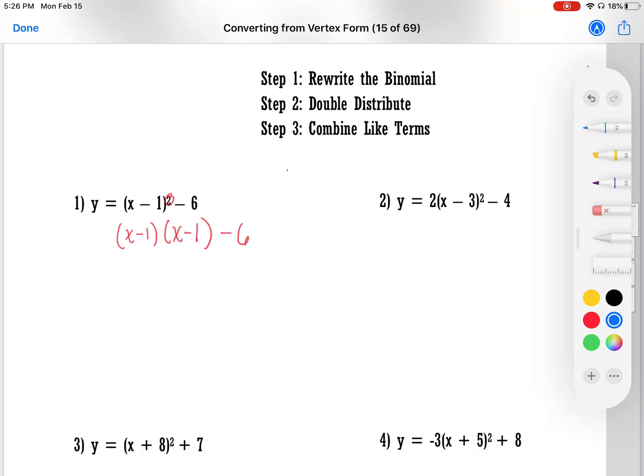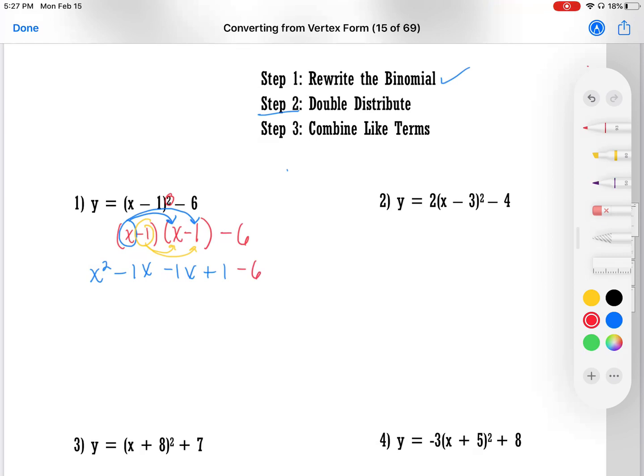So what we have to do next, step 2: we rewrote the binomial for step 1, so now step 2, double distribute. Double distribute means when we have 2 parentheses, we give this here. X times x is x squared. X times negative 1 is a negative 1x. And then we distribute this guy. Negative 1 times x is a negative 1x. Negative 1 times negative 1 is a positive 1. And then in the back, there's a minus 6.